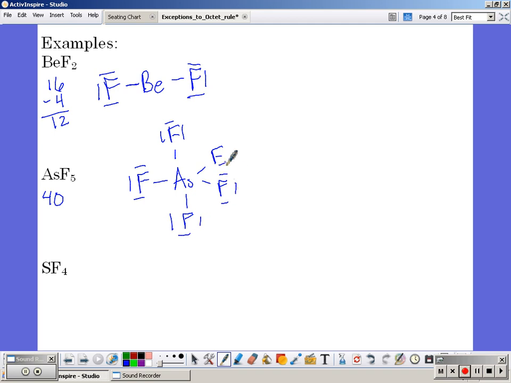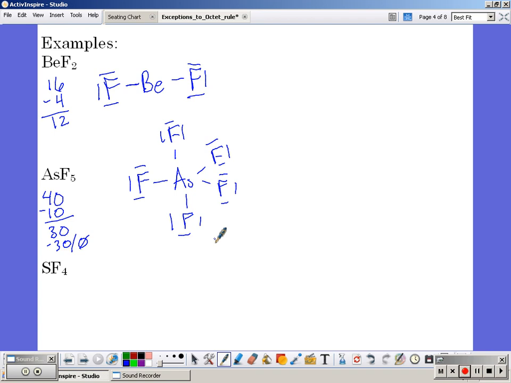So that's 2, 4, 6, 8, 10, leaving me with 30. Satisfying my fluorines, I've used all 30. So again, arsenic does not have any lone electrons. It has an expanded octet because it has access to d orbitals.